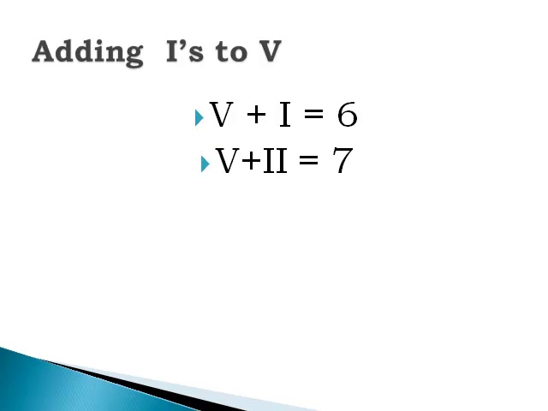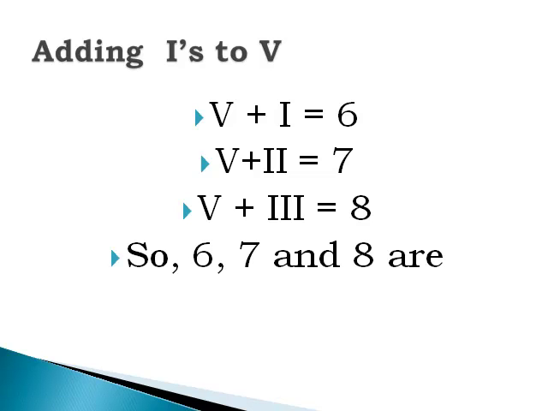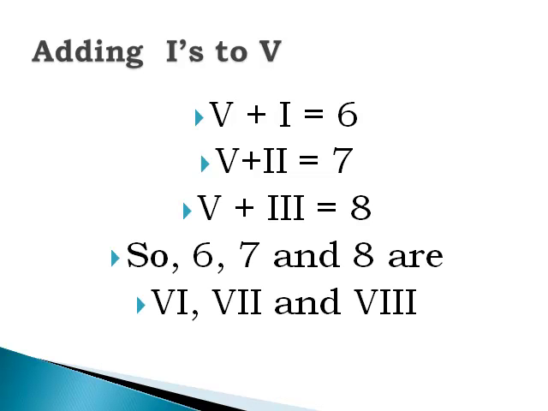V plus II equals 7, and V plus III equals 8. And you can see how this is simply 1, 2, and 3, with a V preceding each one of them to make them 6, 7, and 8. So 6, 7, and 8 are VI, VII, and VIII.